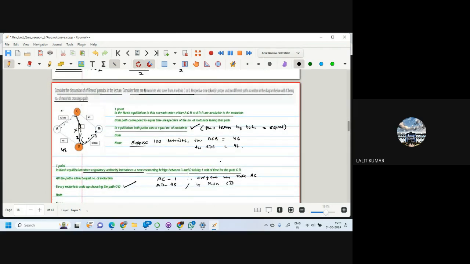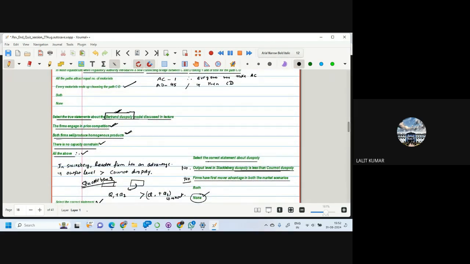Now consider the discussion of Braess's paradox in the lecture. Consider there are n motorists. This we have seen that in case this road is not open, then the time here and the time here is the same. So half of them will go from here, half will go from here. As soon as you open this road, now on this road it takes only 1 minute. So everybody will take this, because to reach D here, the time is less than this 45 which is there. So everybody will come through this.